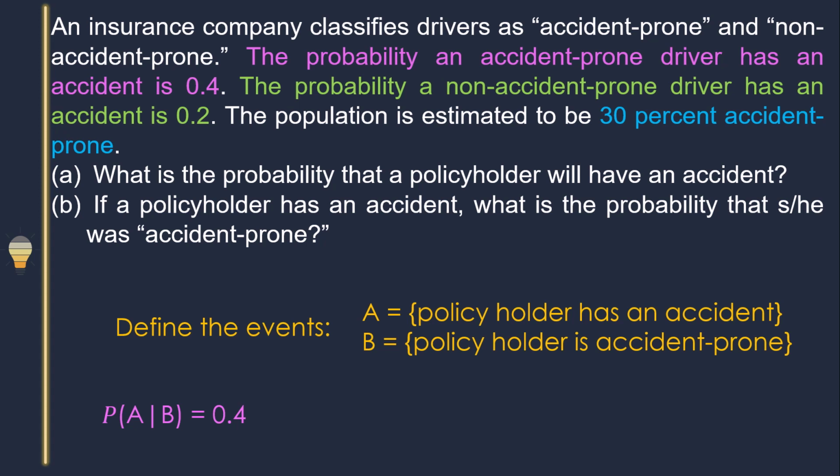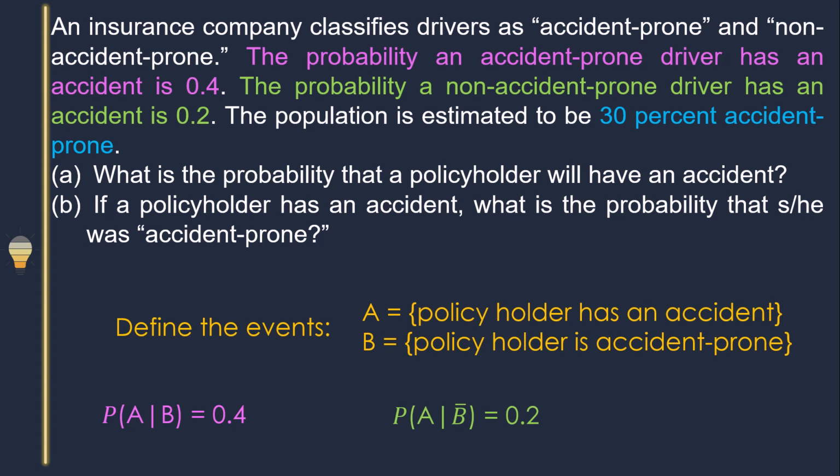Next one, the probability a non-accident prone driver has an accident is 0.2. Similarly, they talk about the probability of accident, but this time they talk about the other group. What is the other group? Non-accident prone driver group. We defined B as the accident prone driver group. Then how do we define the non-accident prone driver group? It is B complement. Therefore, we can write probability of A given B complement is 0.2.